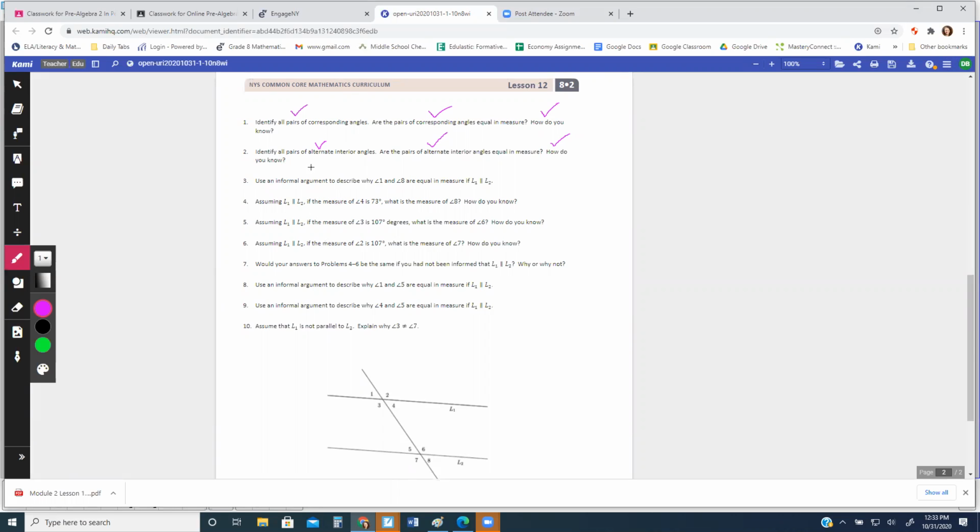But I just want you to be aware how many parts are on these. Assuming L2 is parallel to L1, if the measure of angle 4 is 73, what's the measure of angle 8? And how do you know? So this one has 2 parts, guys. You get points for every single one of these parts. And if you skip a part, you lose points and you lose the bonus for having your assignment be complete. So please be aware of that and watch out for it.